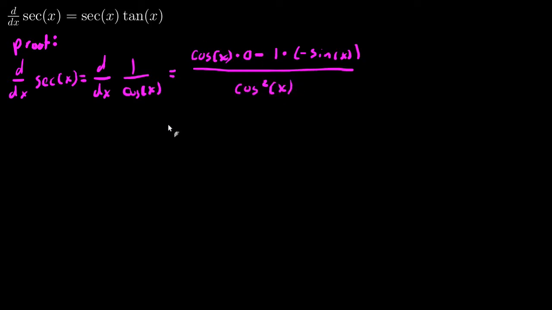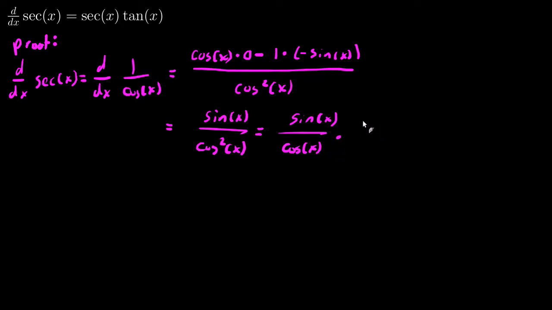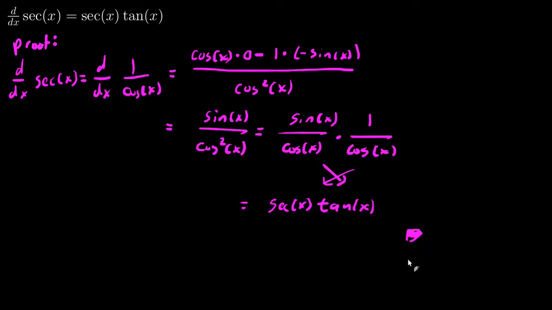Well, cosine times 0 is 0. Negative 1 times negative sine is positive sine, so I have sine x over cosine squared x. And I can break this up as sine of x over one of the cosines times 1 over cosine. I guess I could have been smarter about this, but I wasn't. So I have to sort of reorder this to get the same thing that I had. So 1 over cosine of x is secant x. Sine of x over cosine x is tangent x. And there we have that proof.